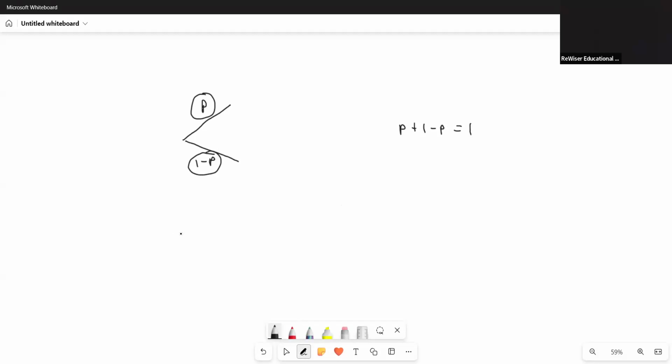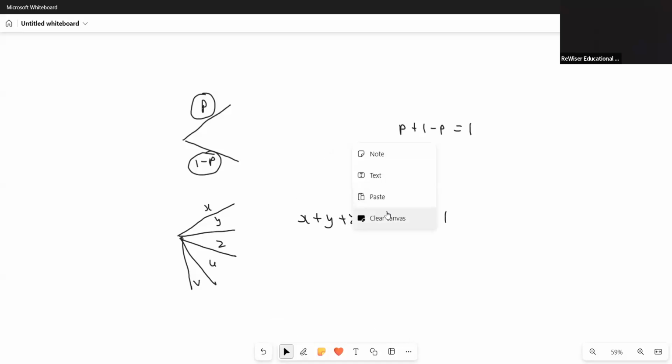That literally means if it has multiple branches, say like this, and this is X, this is Y, this is Z, this is U, this is V, then the sum of all of them, X plus Y plus Z plus U plus V, should always add up to 1. So that's one of the properties of a tree diagram.